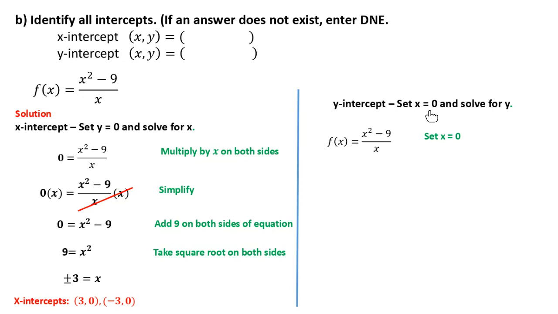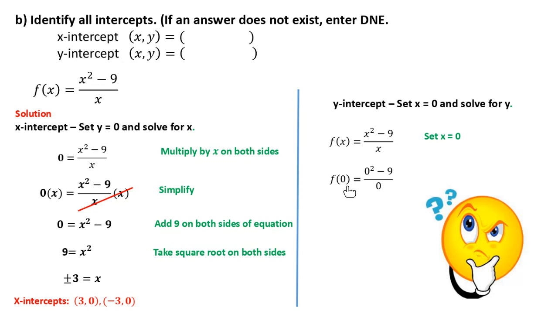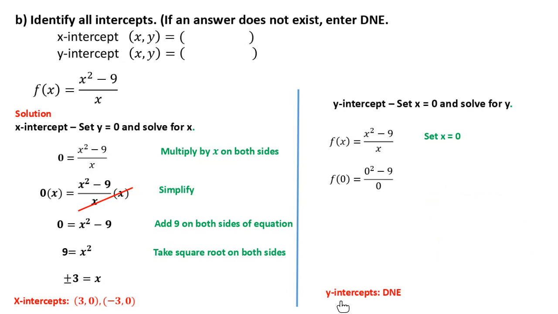For the y-intercept, we're going to let x equal 0. So anywhere you see an x, we're going to replace it with 0. But now what happened here? What is 0 squared minus 9 divided by 0? So that's not a good thing, right? Because we cannot divide by 0. So it's undefined. What that means is that the y-intercept does not exist, because we cannot divide by 0.